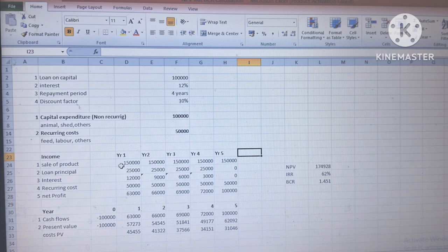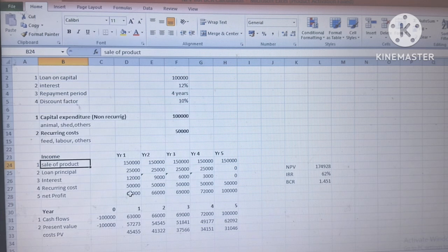This 1,50,000 is called the gross profit, the gross profit from the sale of our product. The loan of 1 lakh rupees is divided into 4 equal principal amounts, that is 25,000. And the interest on the existing principal amount will be calculated at the rate of 12% and divided for each year so that it is completely repaid within 4 years. And the recurring cost, as we said, is 50,000 every year.